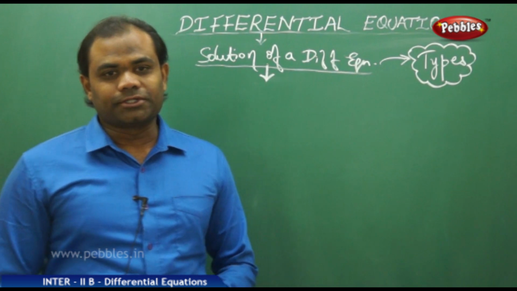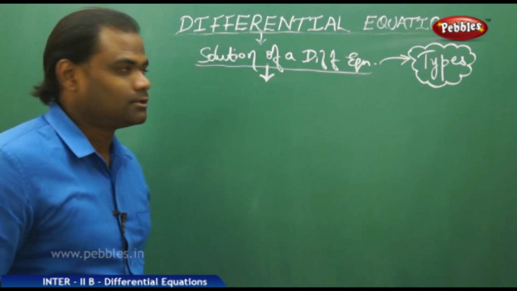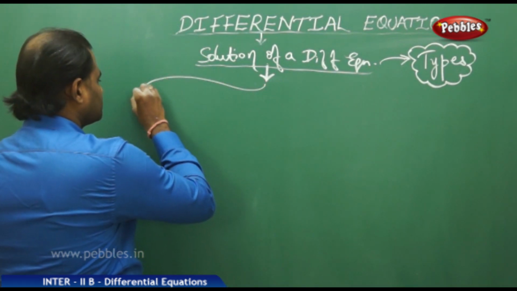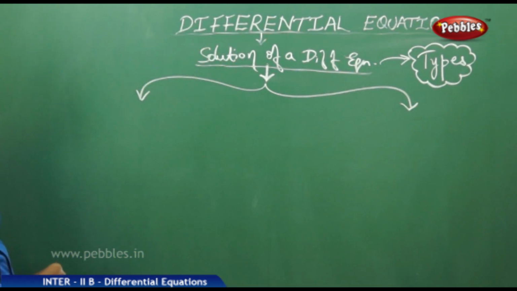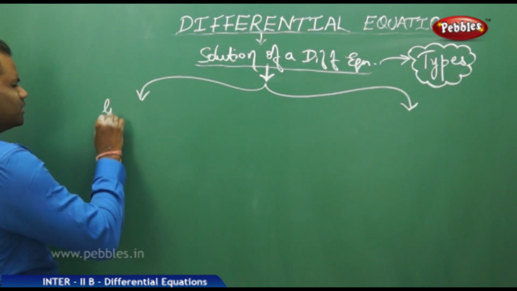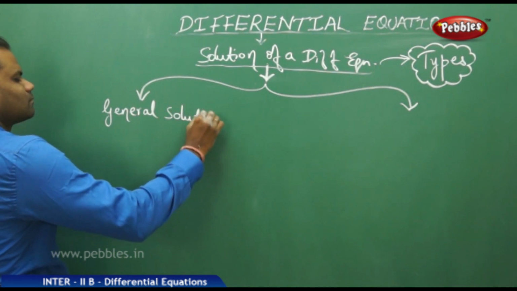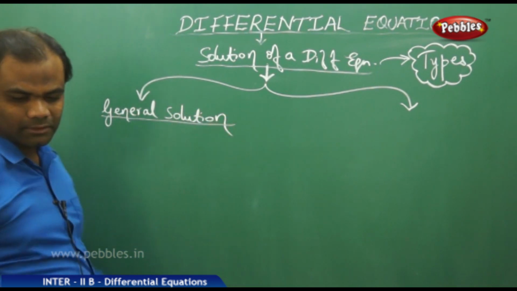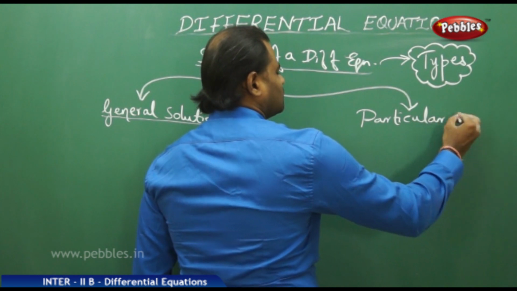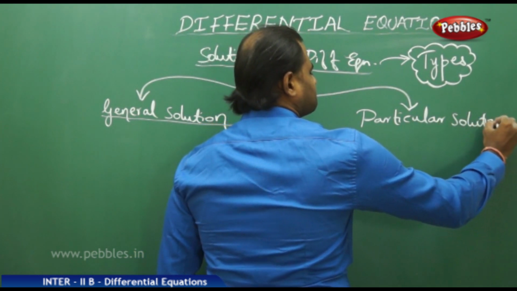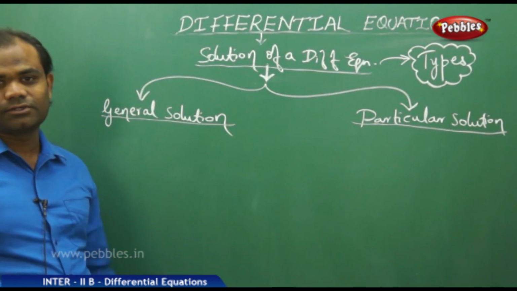Now there are two types of solutions for a differential equation. So let's see the two types of solutions. Every solution of a differential equation is said to have two types. One is the general solution, and the other is the particular solution. Let's see how we define each of them.